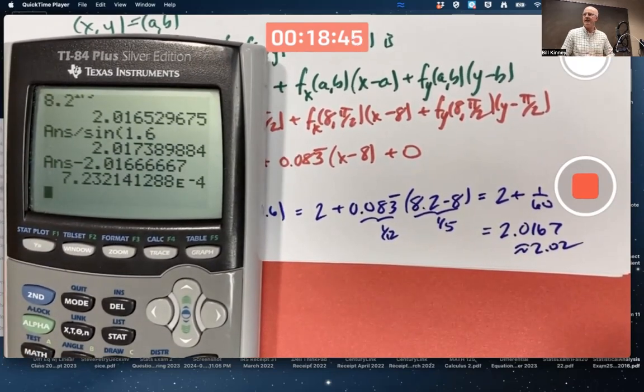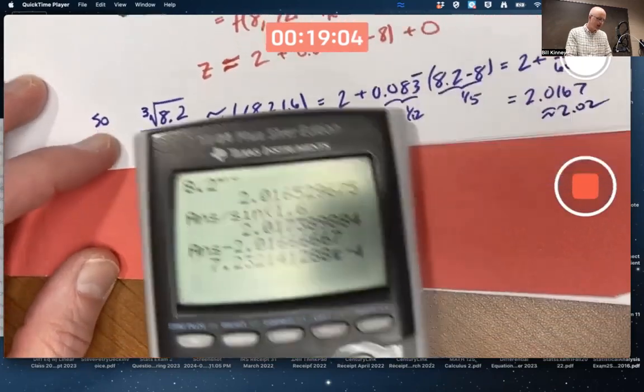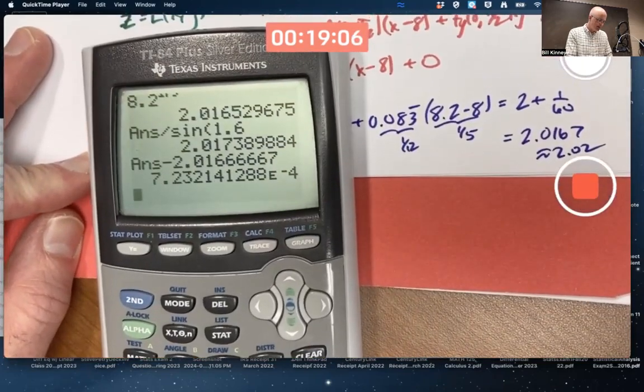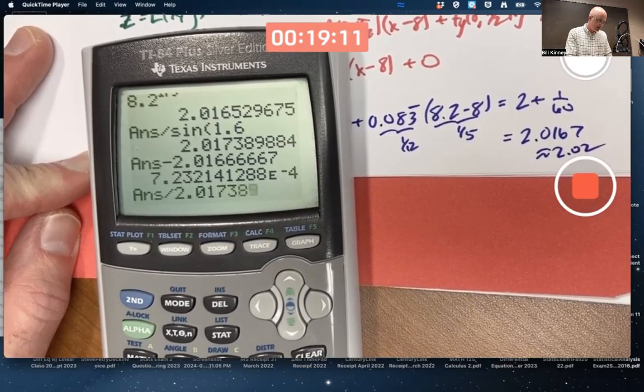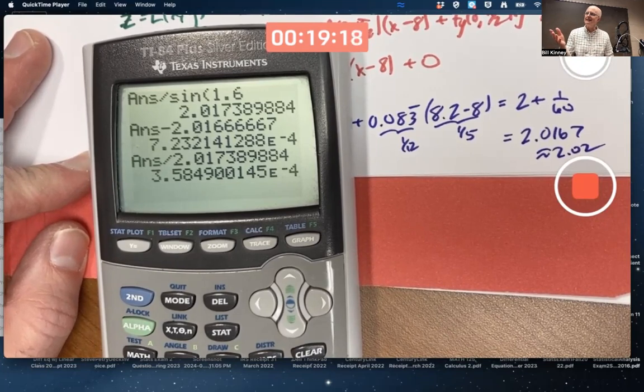On the order of 7 times 10 to the negative 4. Pretty good. A small error. It's also got a relative error, where you take the error and you divide by the actual value at the point. The actual value was 2.017389884. The relative error is 3.6 times 10 to the negative 4, though you'd want to convert that to a percent. 3.6 times 10 to the negative 2%.